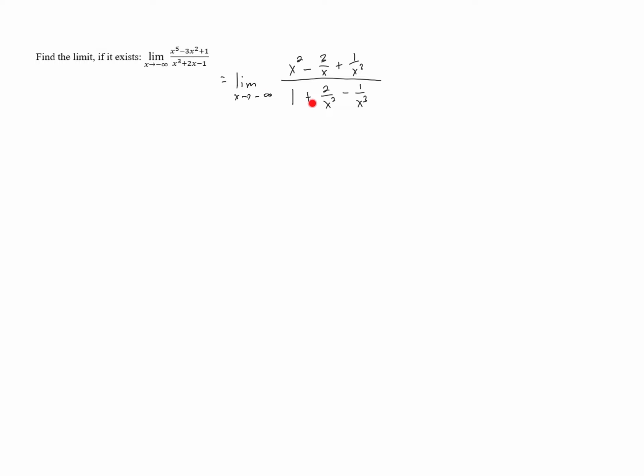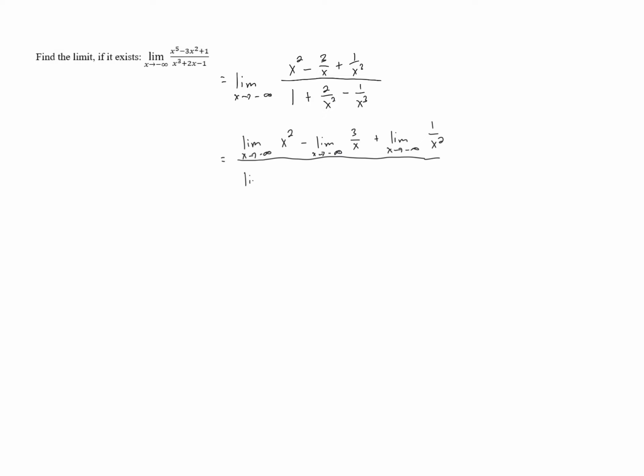The limit of a quotient is equal to the quotient of the limits. So we can split this limit in the top and bottom. And then the limits of sums and differences are the sums and differences of the limits. So we can evaluate each of those limits term by term. And we end up with the limit as x approaches negative infinity of x squared minus the limit as x approaches negative infinity of 3 over x plus the limit as x approaches negative infinity of 1 over x squared.